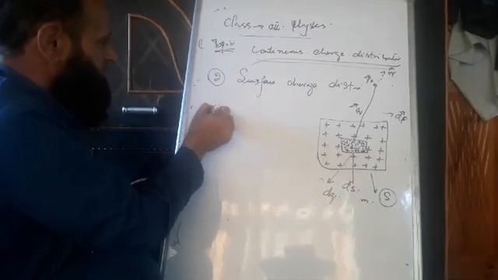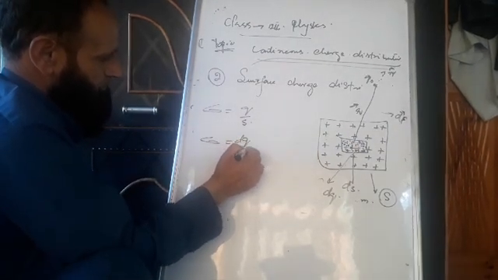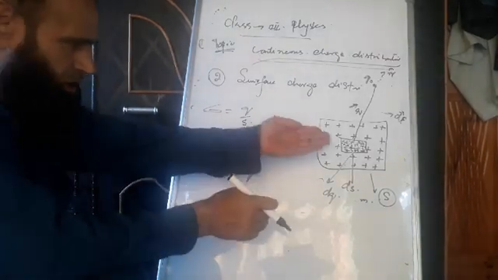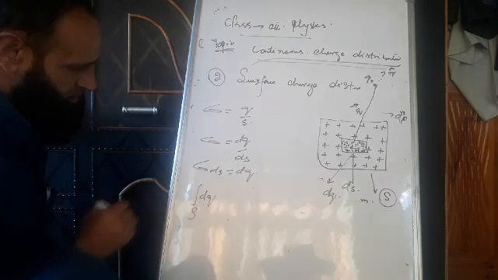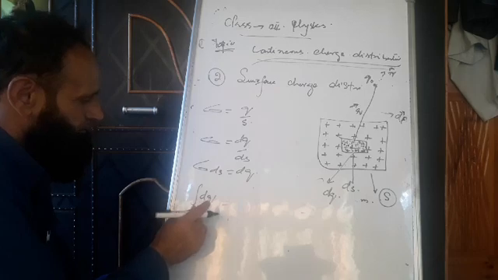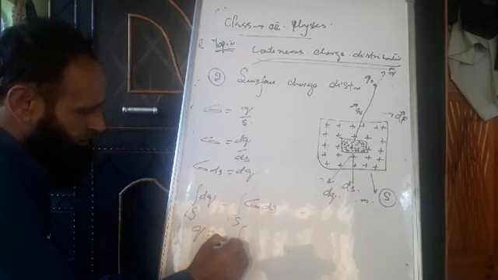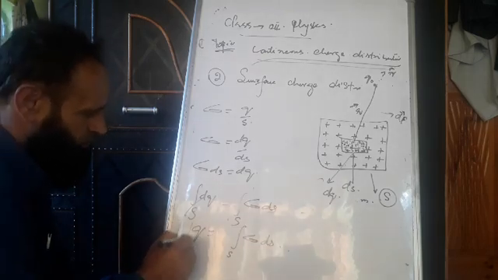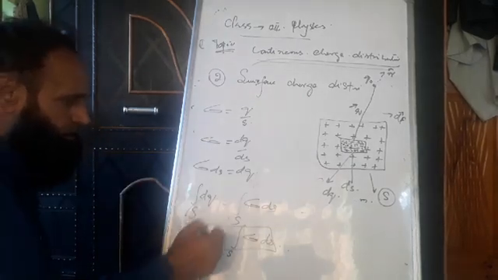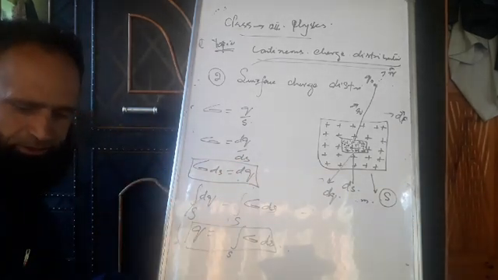Here we know sigma is equal to Q by S. In this charge element, sigma would be dq by ds, or sigma ds would be dq. The total charge all over the surface would be the integral of sigma ds, the total charge all over the surface. But on this surface element, the charge dq is equal to sigma ds.